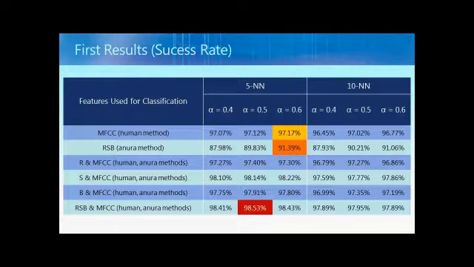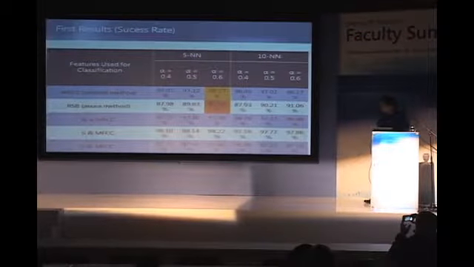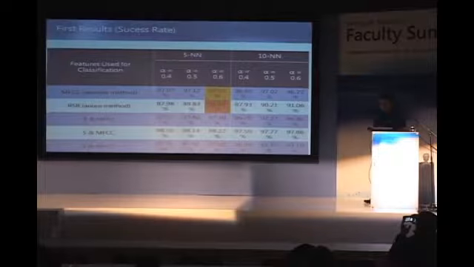So the thing that is interesting here is that, well, it's not appearing all the results here, but when we use the MFCC, which is used to classify other animals, it could reach up to 97% success rate of correct classifications. When you use the RSB, which is common for frog classification, or at least it's the state of the art today for frog classification, we could achieve only 91% of correct classifications.